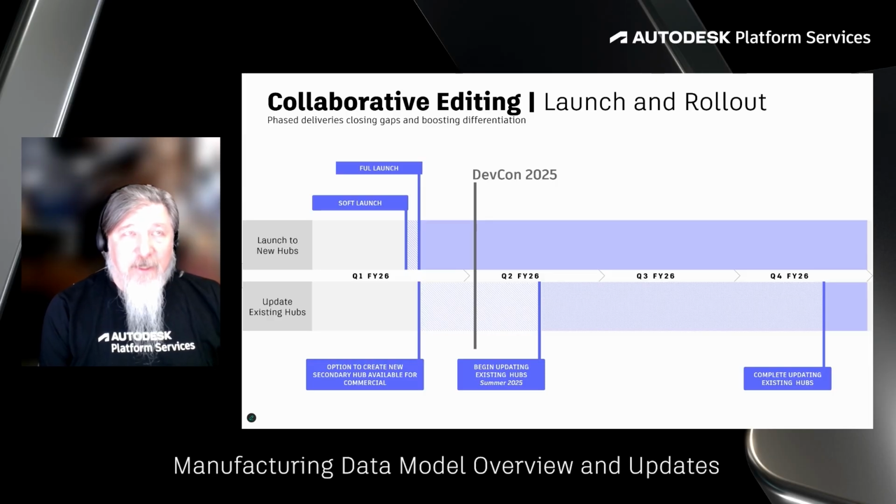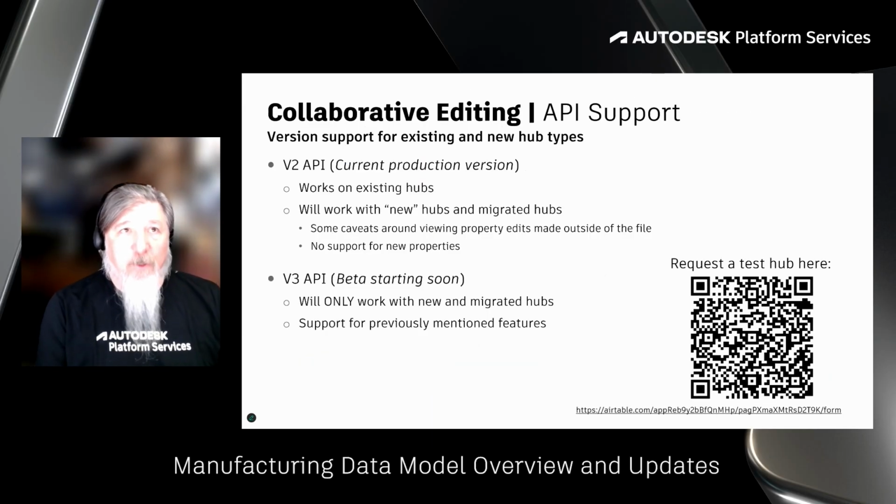So for this upcoming V3 beta, just remember that you need to have a newer hub, a new hub type, in order to work with it. So as a developer, we've provided a way for you to request a test hub. So you can use this QR code, scan it, and it's going to allow you to enter your details. And then when we're ready, we'll reach out and give you access to this new V3 structured hub.